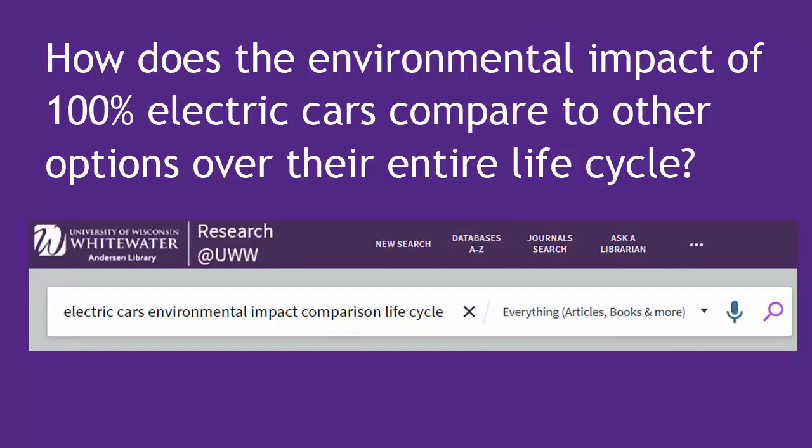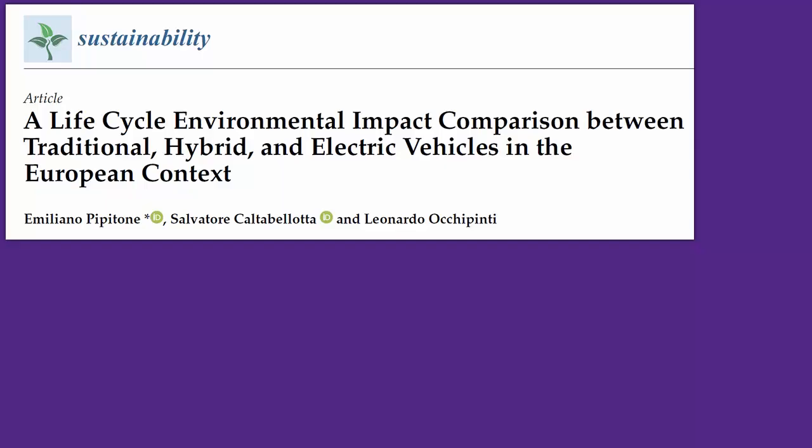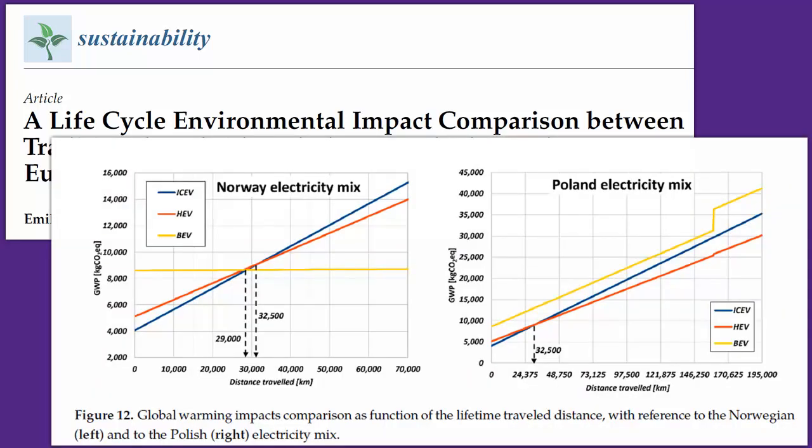Here's the search keywords I used for that: electric cars, environmental impact, comparison, life cycle. And here's at least one peer-reviewed article that compares the total life cycle impact of traditional, hybrid, and electric vehicles, including everything from the manufacturing impact to the cost to dispose of it at the end of its life. As we read this article, this is also a good example of how perhaps the research in an article might make you change your argument slightly.